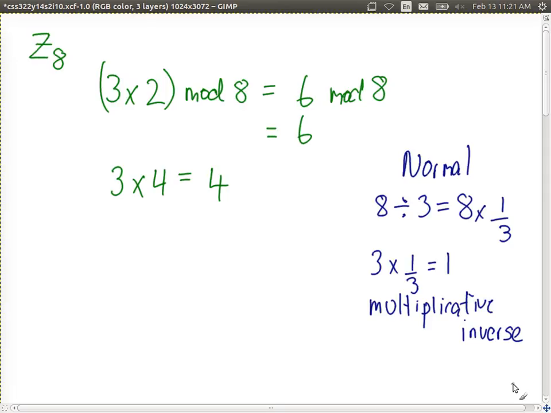And division is simply multiplication by the multiplicative inverse. 8 divided by 3 is the same as 8 times the multiplicative inverse of 3. The multiplicative inverse of 3 is 1 over 3. So 8 divided by 3 is the same as 8 times 1 over 3. Let's apply that same concept for modular arithmetic to do division.